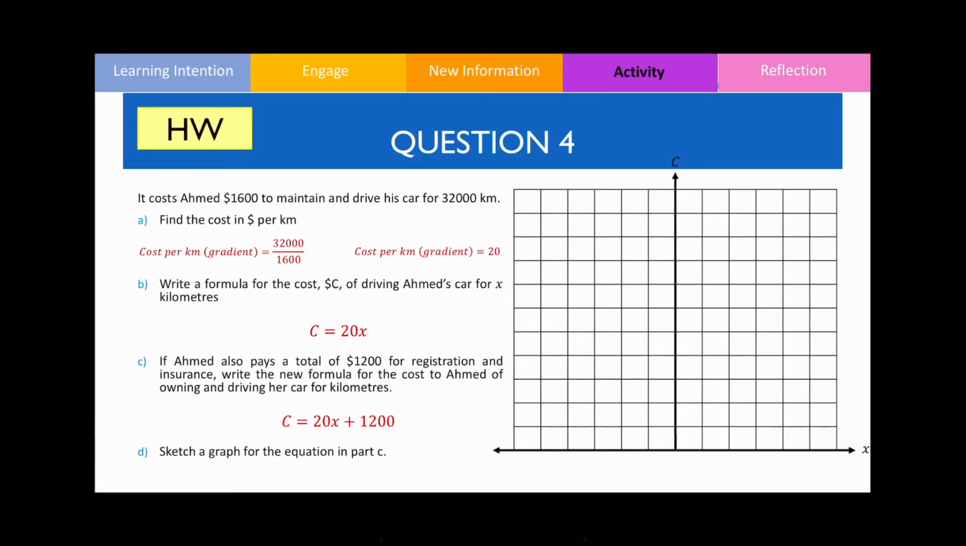And now for part D, all you need to do is sketch it by finding the x and y intercepts. We know that y-intercept is going to be 1,200. So to solve for the x-intercepts, sub C is equal to 0 and rearrange. Hence, you're going to get an answer of negative 60. And therefore, this would be your graph over here. And as I said, you can choose whatever scale as you'd like, okay?